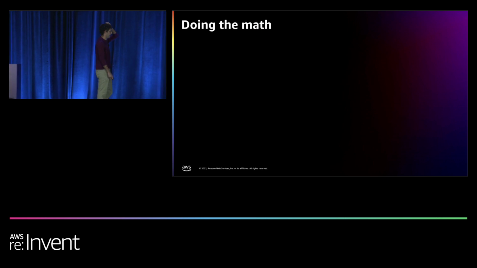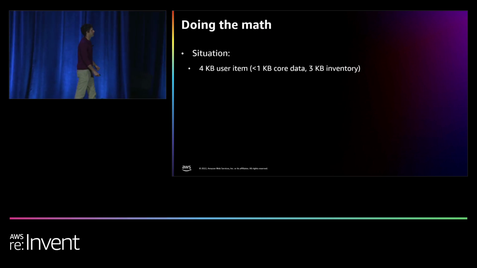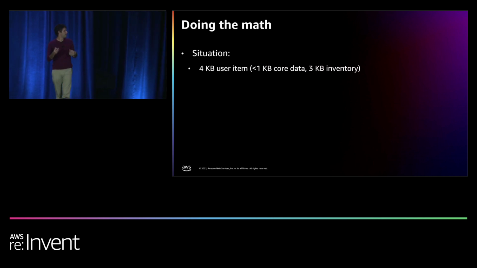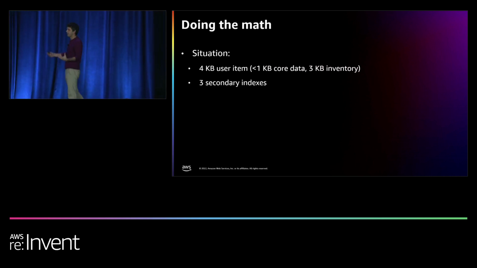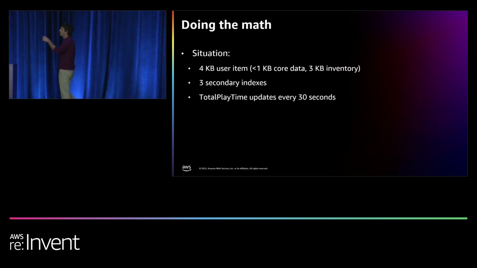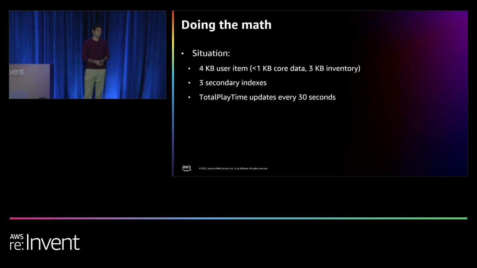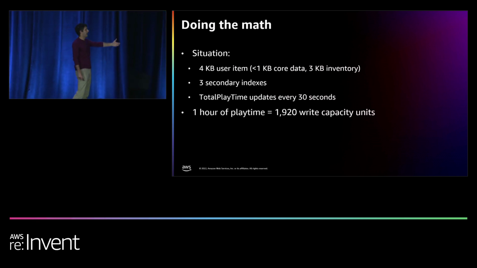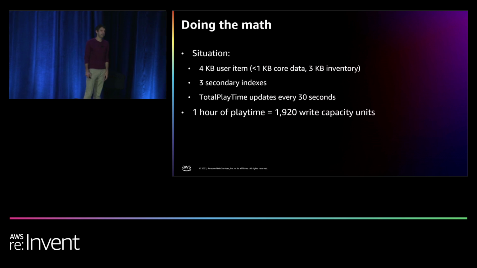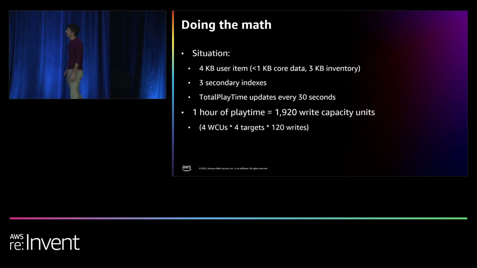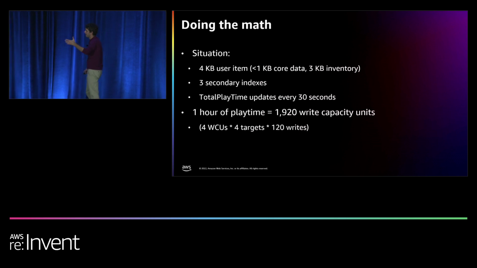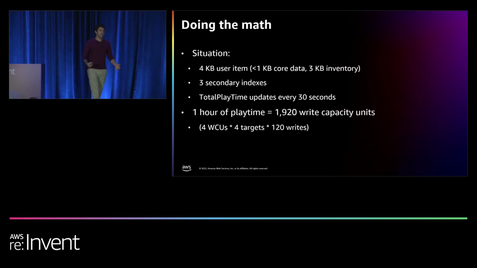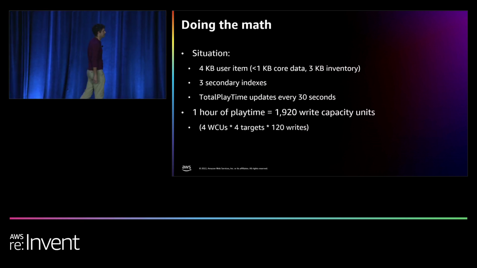So let's do the math here, right? Here's our situation. We have a 4 kilobyte user item, which is basically broken into less than a kilobyte of core data and about 3 kilobytes of inventory. Maybe we have 3 secondary indexes on our table, and we want to increment that total play time every 30 seconds. If someone plays an hour on our game, it's going to cost about 2,000 write capacity units. In the math here, 4 write capacity units because it's a 4 kilobyte item, 4 different targets, our main table and 3 secondary indexes, and it's going to happen 120 times an hour because we're doing it every 30 seconds.